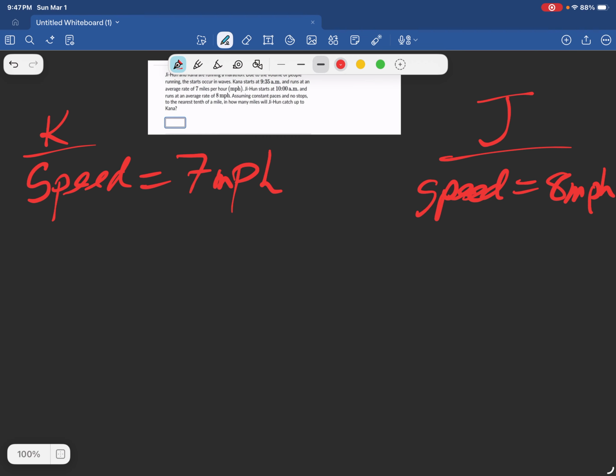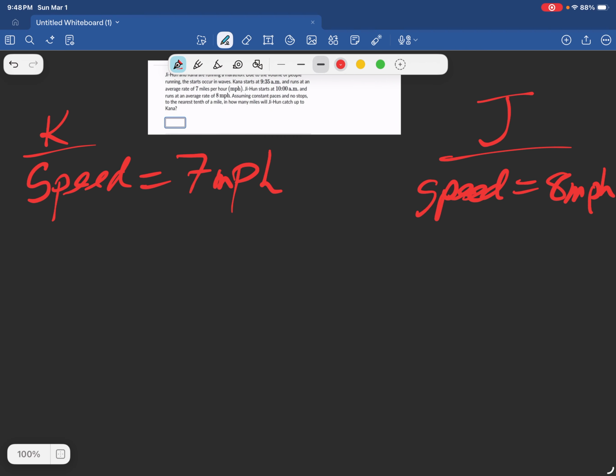Assuming constant paces, that means they're always running at 7 and 8 miles per hour with no stops, to the nearest tenth of a mile, in how many miles will Jihan catch up to Kana? Now, a marathon is 26.2 miles. We expect Jihan, who is going faster at 8 miles per hour compared to Kana at 7 miles per hour, to eventually catch up. However, the slower one got a 25-minute head start on Jihan. So how are we going to approach a problem like this?